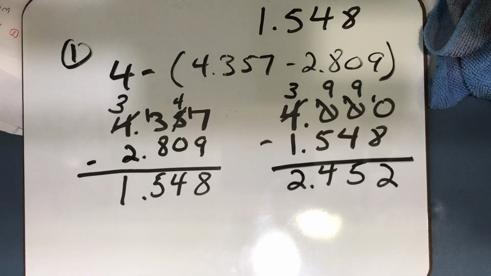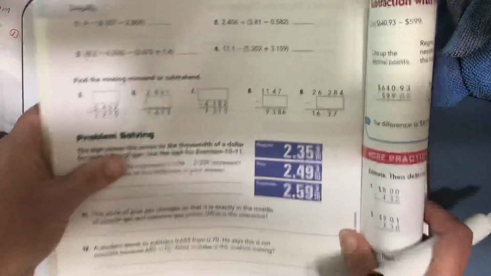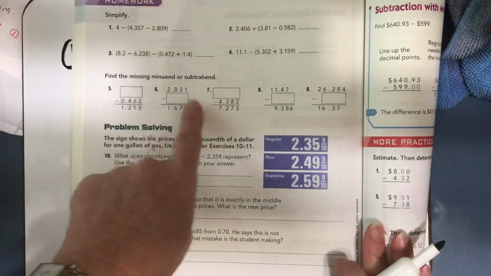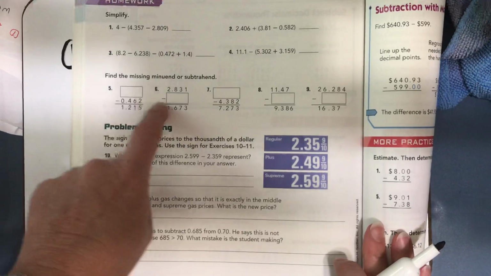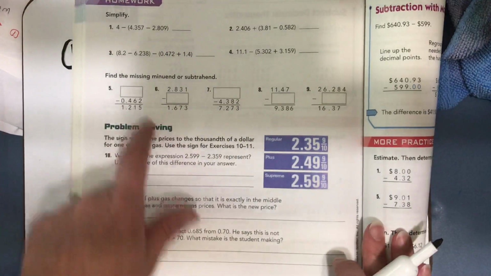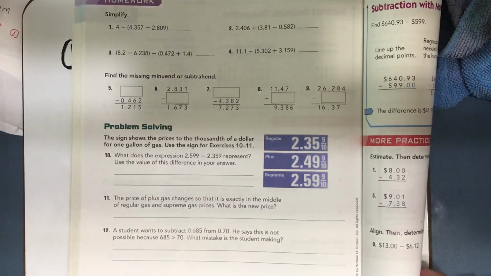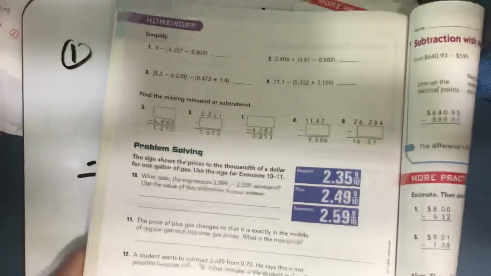And now I'm going to go to the second part. You have to find the missing minuend or subtrahend. The minuend is the top number. The subtrahend is the second number. And the difference is the answer. All right, so number 5, I'm missing the minuend.